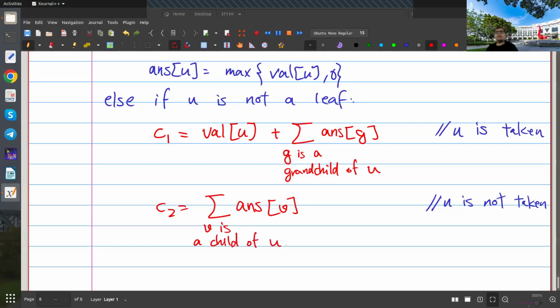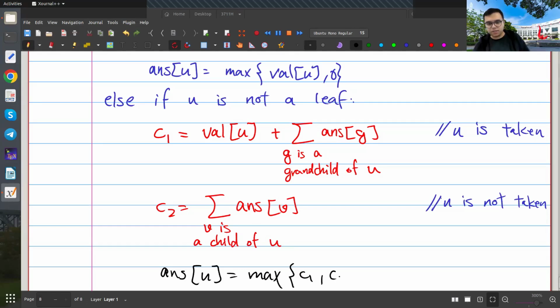Now, of course, in the end, I want to find the solution with the maximum value, so I'm just going to take the maximum. So at the end, I'm just going to say that the answer at u is the maximum of these two cases, maximum of C1 and C2.